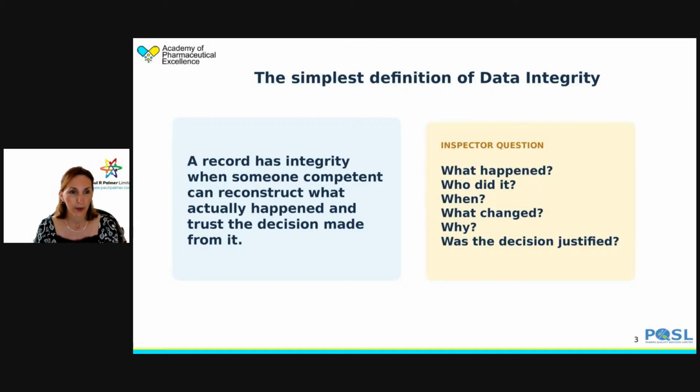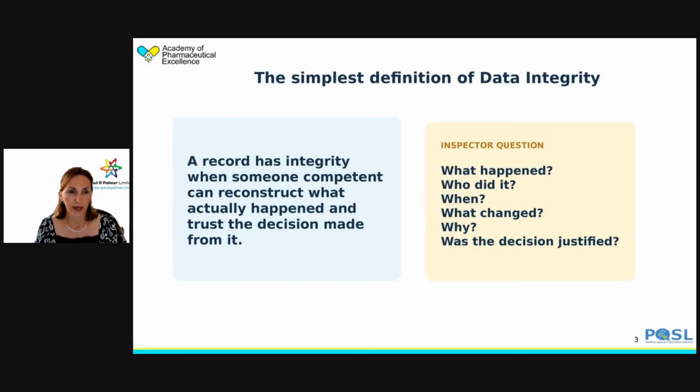For example, if a value in the batch record was corrected, can we still see the original value? Can we identify who made the correction and when it was made? Is the reason for the correction clear? If an electronic result was reprocessed, can we see the original result? Can we see the change, the user, the time, and the scientific justification for the change?